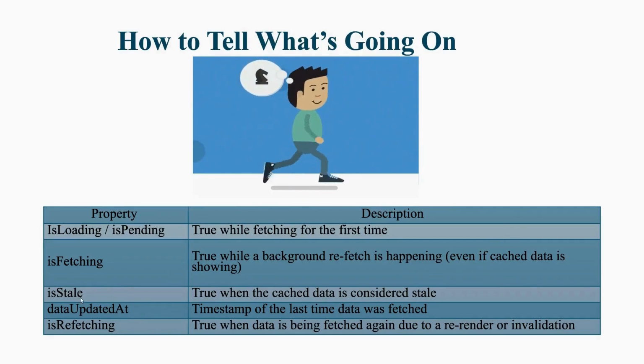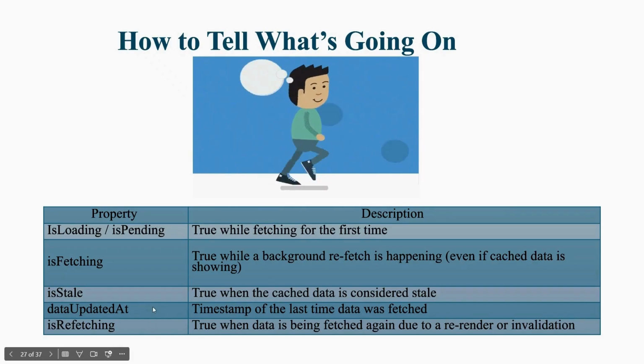And then isStale. These little properties we will see in action when I show the project which we have written so far. This is also going to be true when the cache data is considered stale. The stale time is going to be 0 by default if we don't include it and specify how long the stale time should be. And next, dataUpdatedAt and isRefetching.